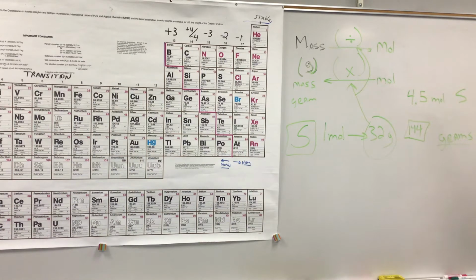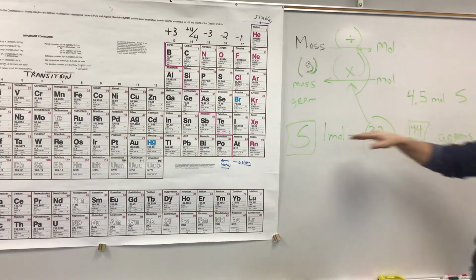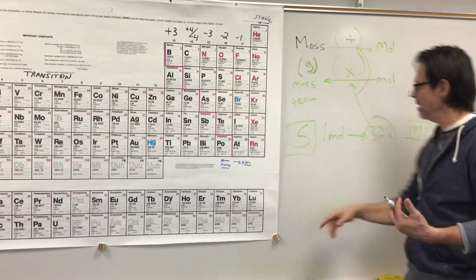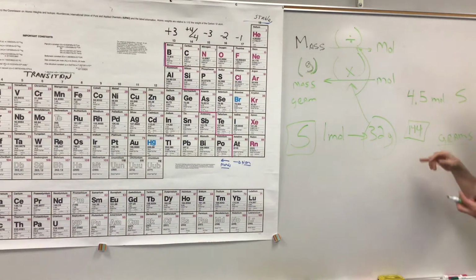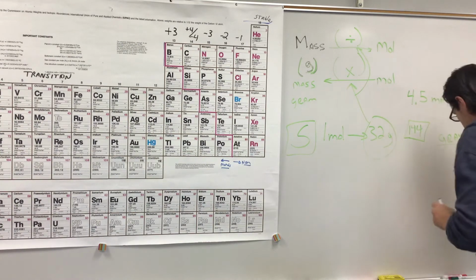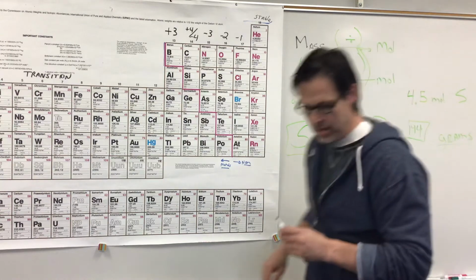So what it's telling you is, if I had 4.5 moles of sulfur, that's basically 4.5 chunks of the element sulfur, that whole thing would weigh 144 grams. That's what it's saying. And that's the main focus of what you're going to be doing today, although I did throw one little extra thing to challenge you on those problems.